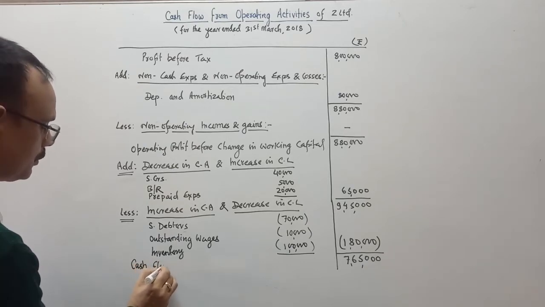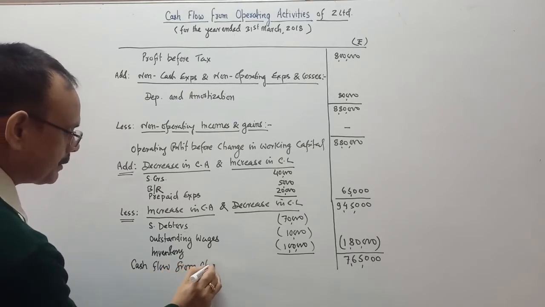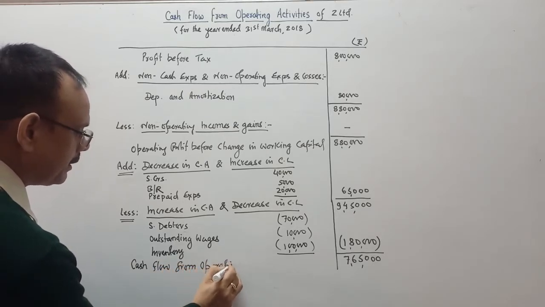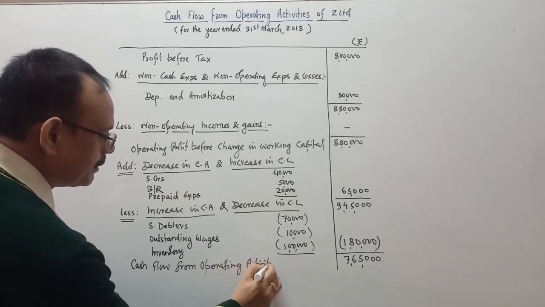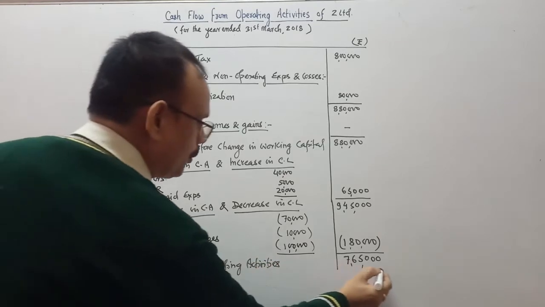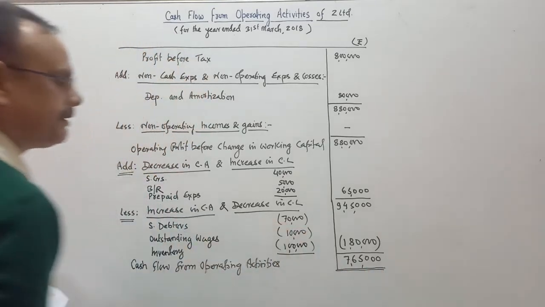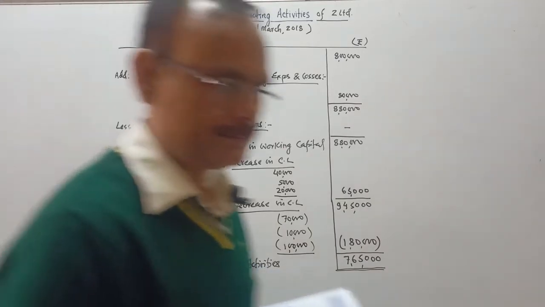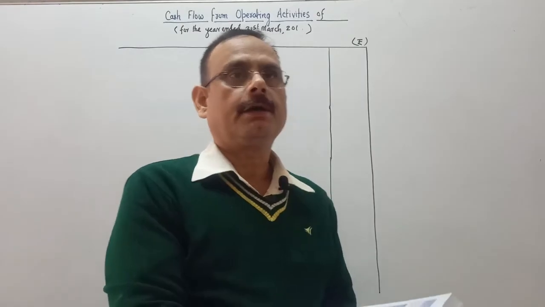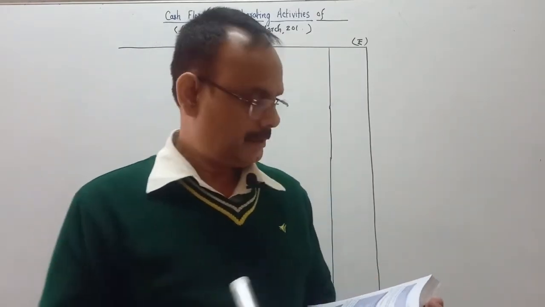So 7,65,000 is cash flow from operating activities. Cash flow from operating activities, how much? 7,65,000. Now come to the next question of cash flow from operating activities.